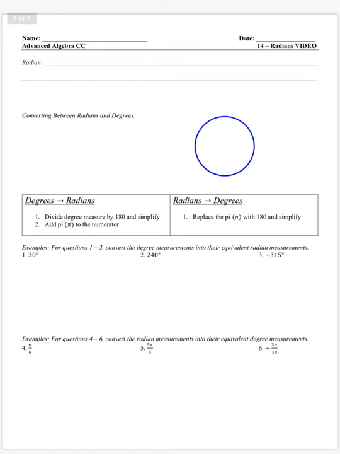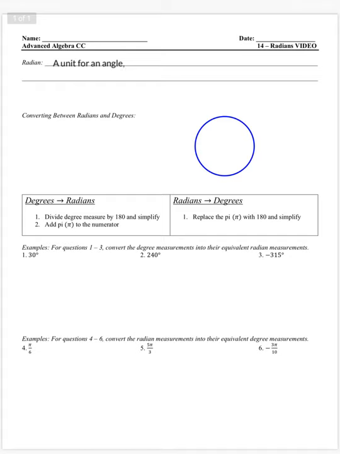A radian is another unit for an angle. It's kind of like how if you're measuring distance, you can measure distance in feet, in yards, in meters, in miles, right? There's a whole bunch of different measurements for distance. However, for angles, you have degrees. That's the main one that we talked about. You have degrees and you also have radians.